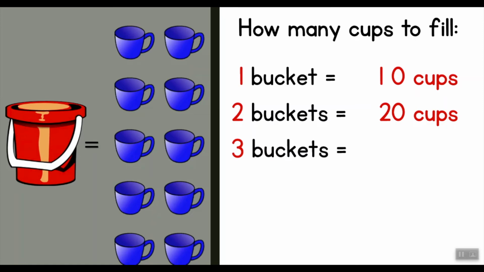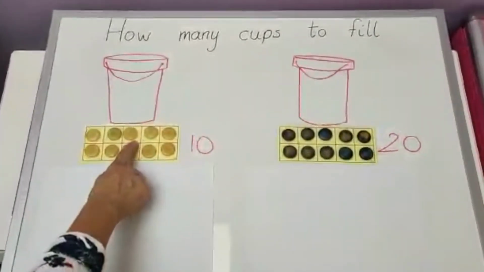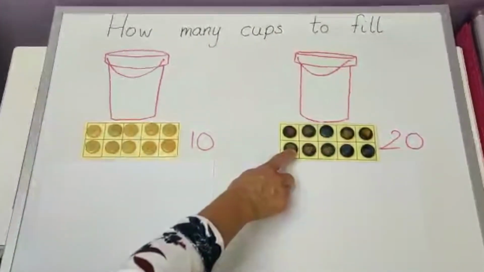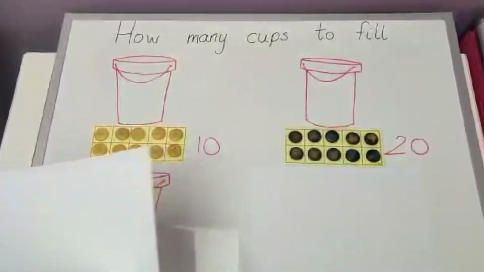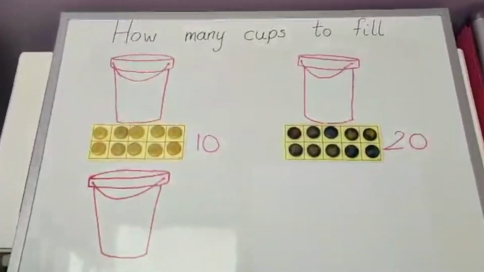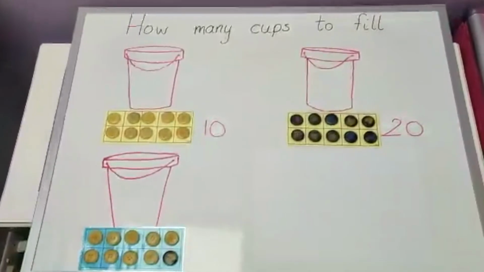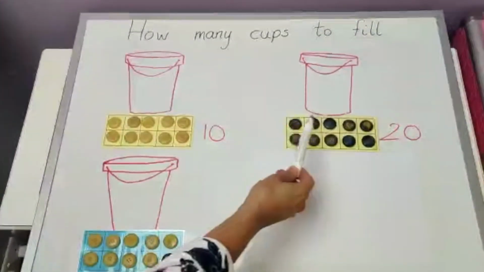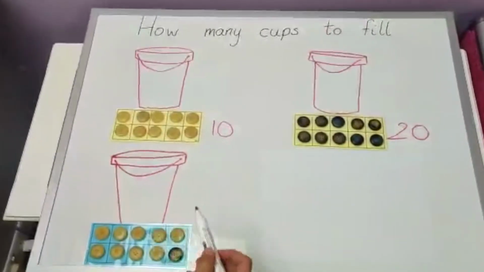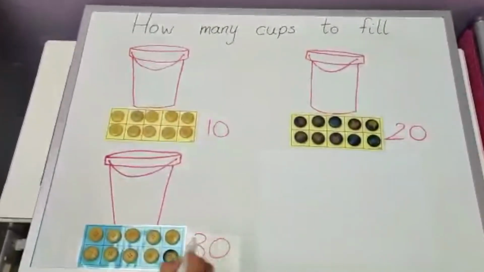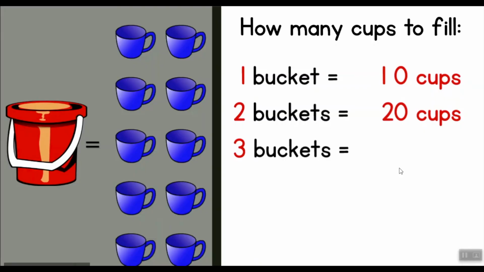How many cups would we need? Think a bit. If I needed 10 cups for one bucket, 20 cups for 2 buckets, I need another 10 cups to fill in a 3rd bucket. Am I right? There we go. So, 10 plus 10 plus 10 would be 10, 20, 30. That means we would need 30 cups of water to fill 3 buckets.